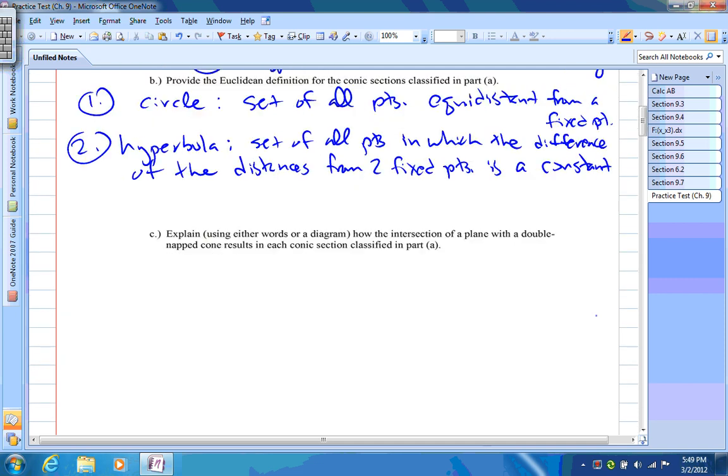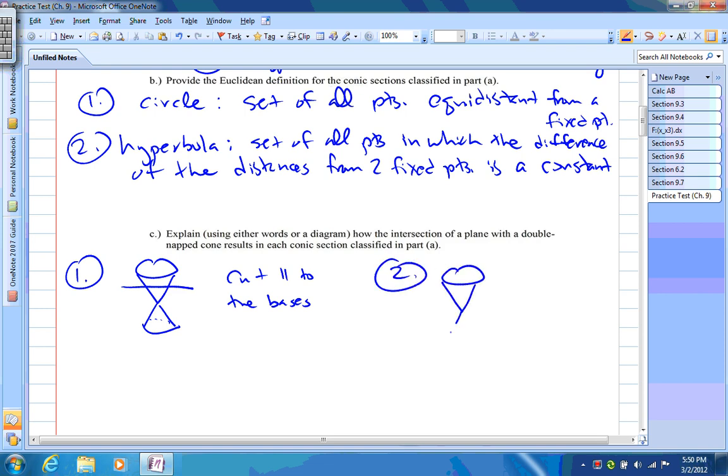For part C, explain how the intersection of a plane with a double nappe cone will result in each conic section in part A. So for the circle, take a double nappe cone and make a cut like that, so cut parallel to the bases, that's how you form a circle. For the hyperbola, number 2, if I make a cut like that, cut perpendicular to the bases, clearly I would be getting myself a hyperbola that way.